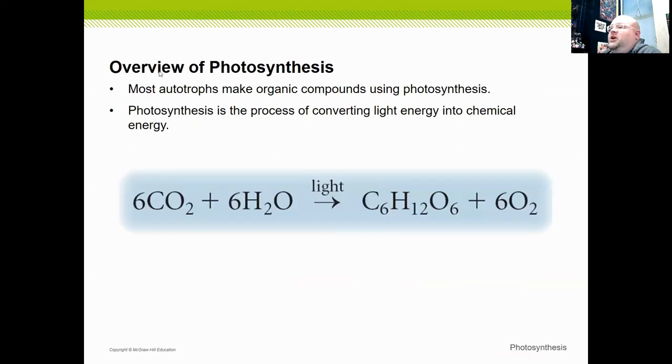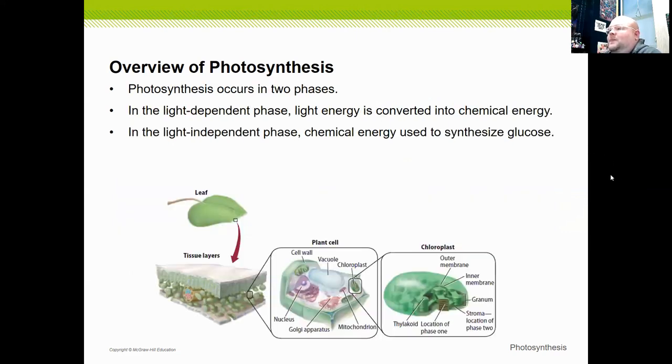That's the energy in a nutshell, but here let's talk specifically about photosynthesis. So most autotrophs make organic compounds using photosynthesis, and photosynthesis is the process of converting light energy into chemical energy. So if you were to think of it chemically, here's a chemical formula. We have some units of carbon dioxide, some units of water, and some light, which is converted into sugar and oxygen. That's photosynthesis. Carbon dioxide plus water plus light gives us sugar and oxygen, okay?